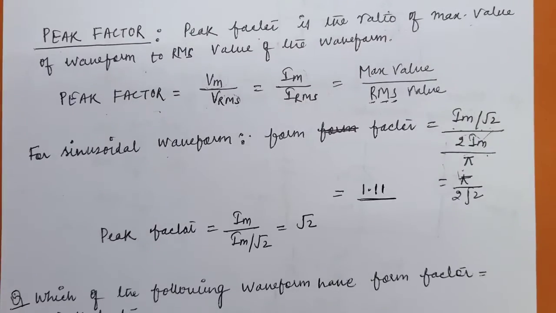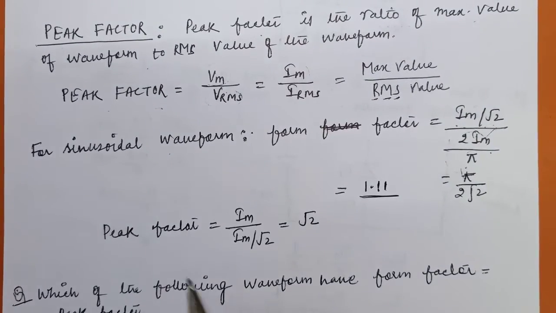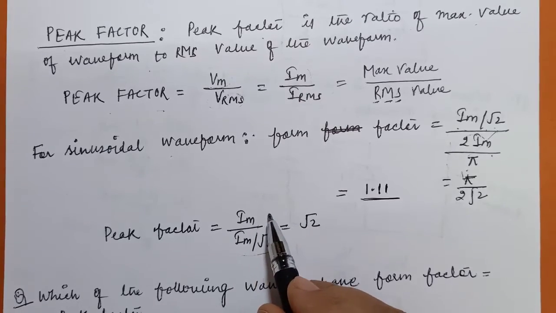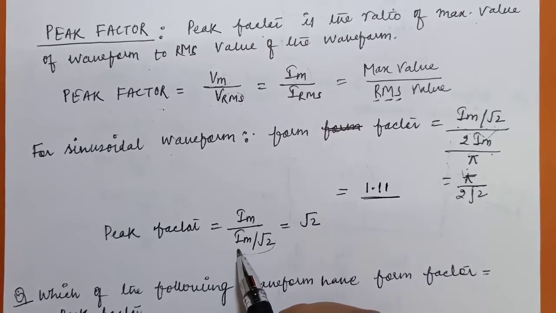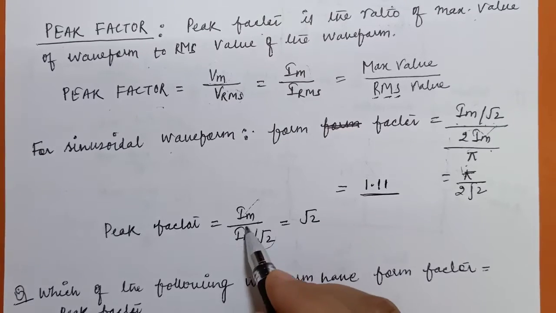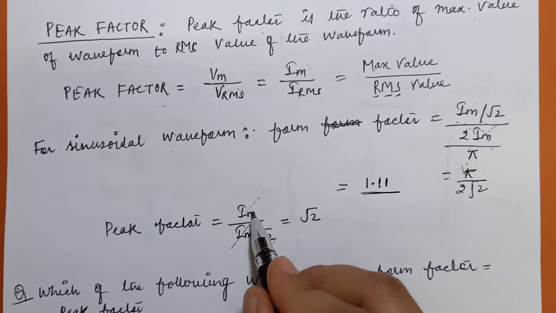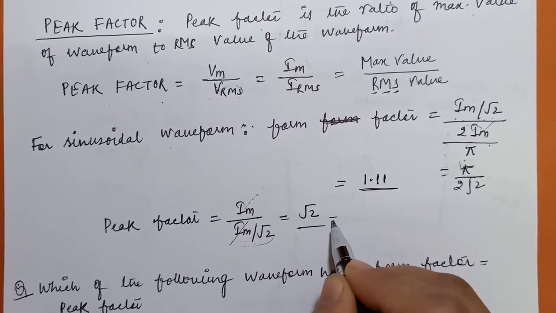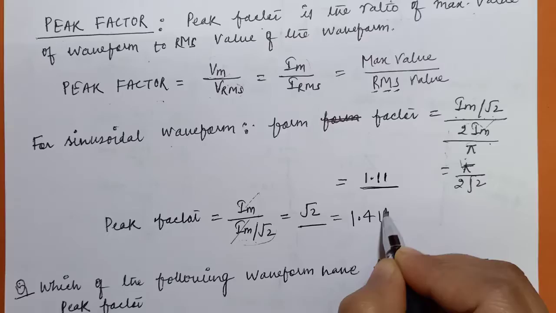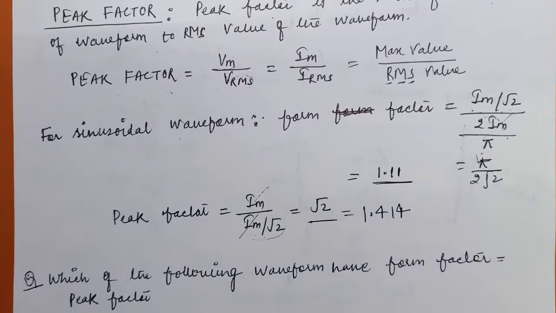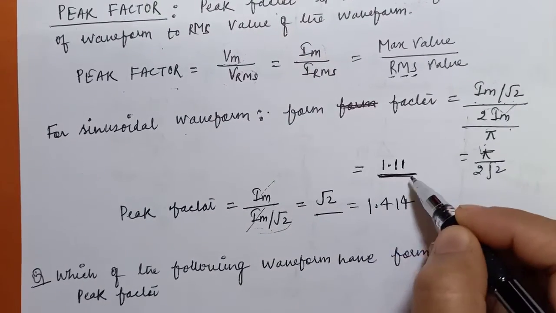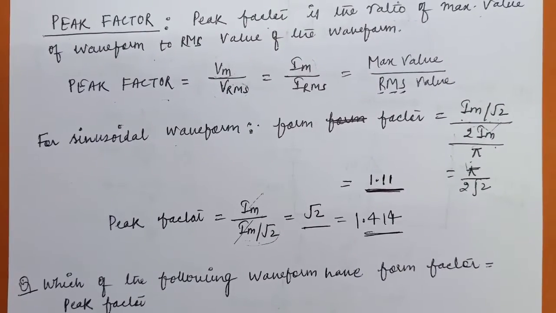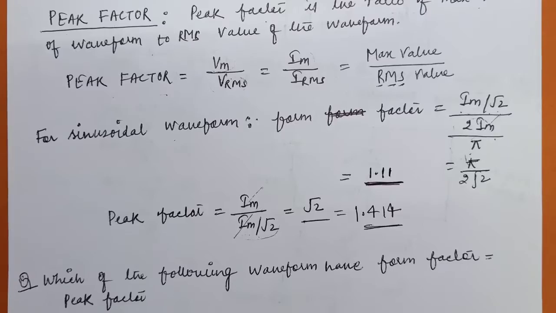Now what will be the peak factor? Peak factor will be your maximum value divided by the RMS value. The maximum value is Im and the RMS value is Im by root 2. So Im gets cancelled, and root 2 goes to the numerator. So root 2 equals 1.414. So for a sinusoidal waveform, form factor will be 1.11 and peak factor will be 1.414 or root 2. So this was about the form factor and peak factor.